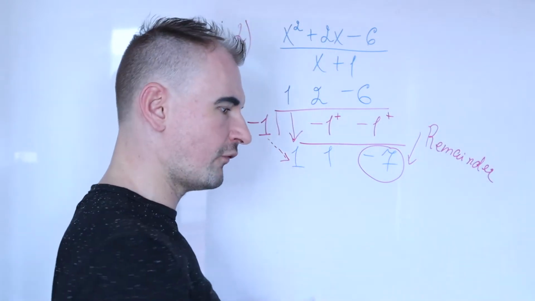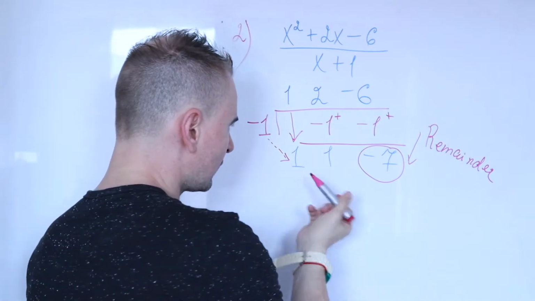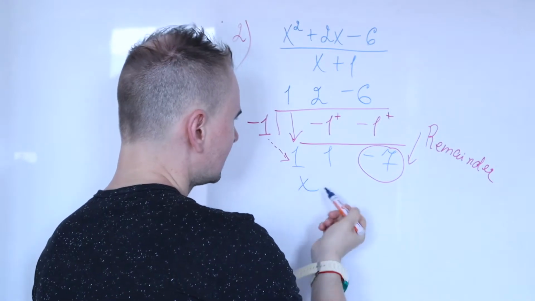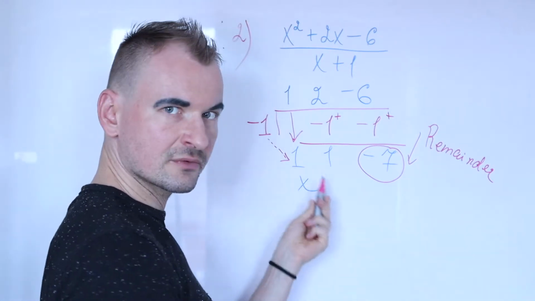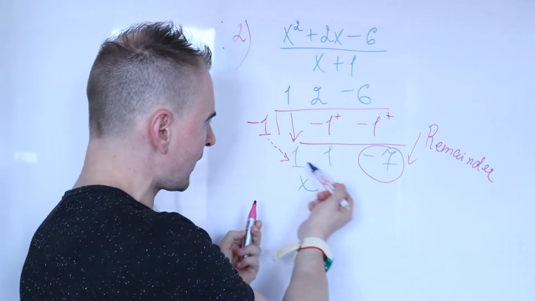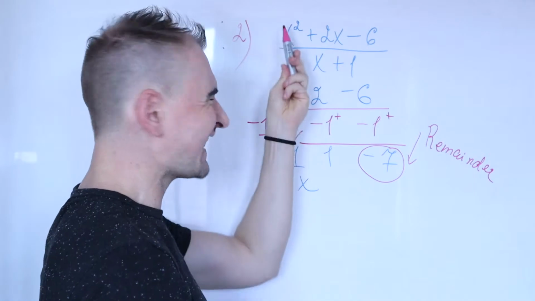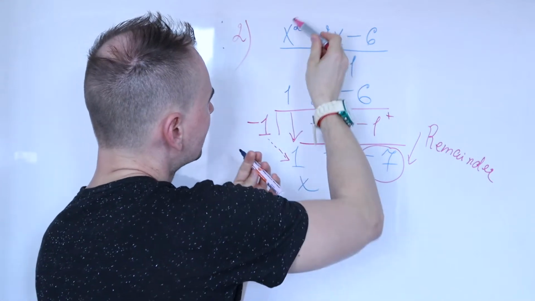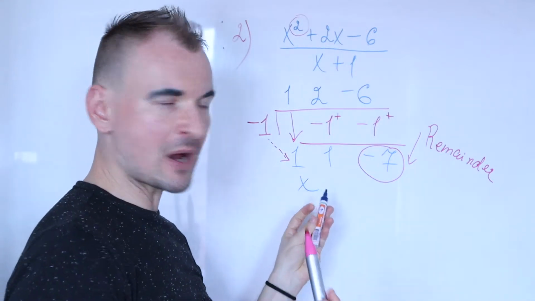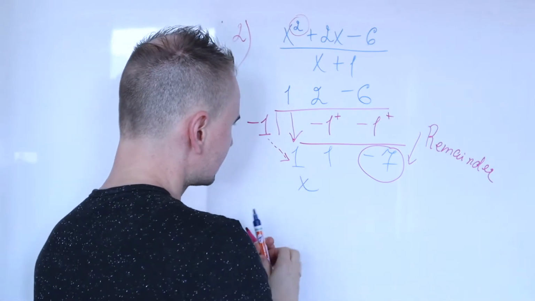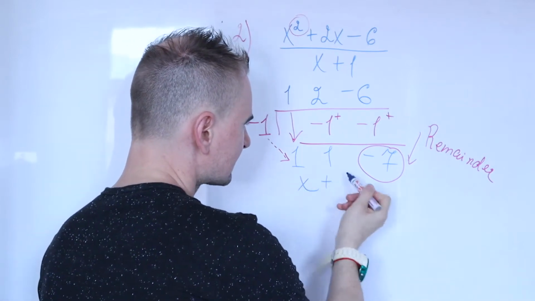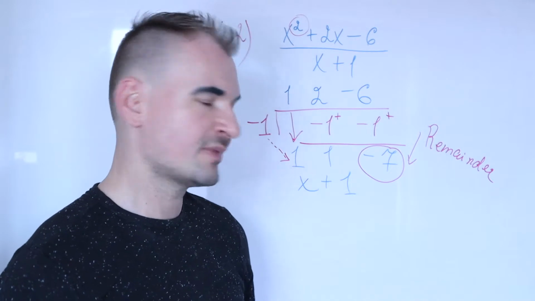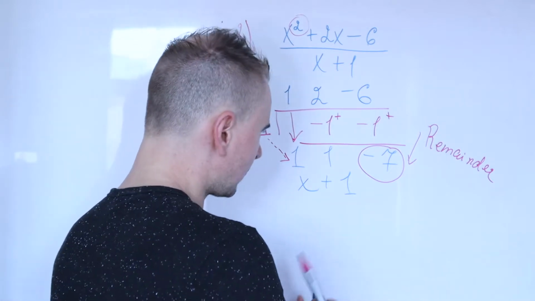And I'm going to write off my quotient. This is your quotient. So it becomes 1 and 1, so x. The power of your polynomial quotient would be 1 less than the original one. Since the highest power is 2, we would start with the first power. So the coefficient is 1, so just x plus the constant, which is basically 1. So this is your quotient.